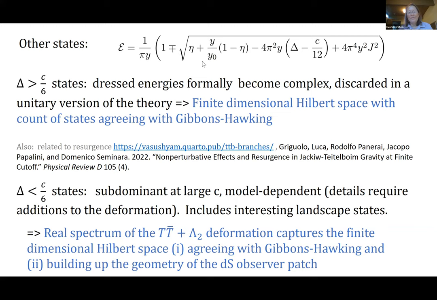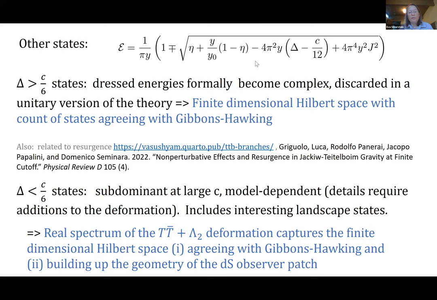The count of states is affected by another important feature of the TT-bar type deformations, which is that these dressed energies have the square root form that I have flashed a few times, with the integration constant solved by matching to the seed theory, whose energies appear here. We see that for high enough values of those energies, fixing everything else here, the square root goes complex, goes imaginary. So the energies formally go complex. And that means that the real part of the spectrum is finite. And in fact, in the construction I gave, it's not just finite, but it's the right value for the refined Gibbons-Hawking entropy.